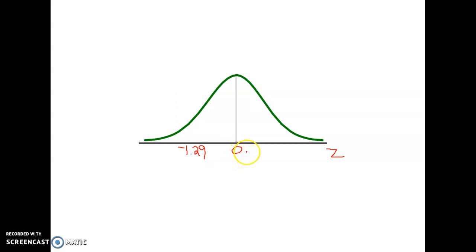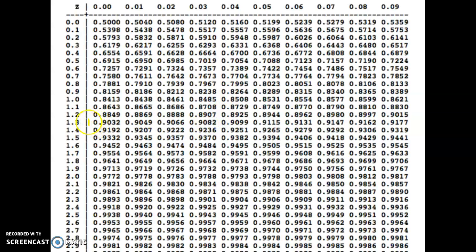And what we want to know is the area between 0 and this value. So if we establish this value here, we essentially want to know this area here, right? So we go up here and kind of shade this in. We want to know this area in here. To find that area, we're going to go to our z table. We're going to find negative 1.29. Well, whether it's a negative or a positive, the probabilities are the same. It's just a matter of what direction you're moving in.